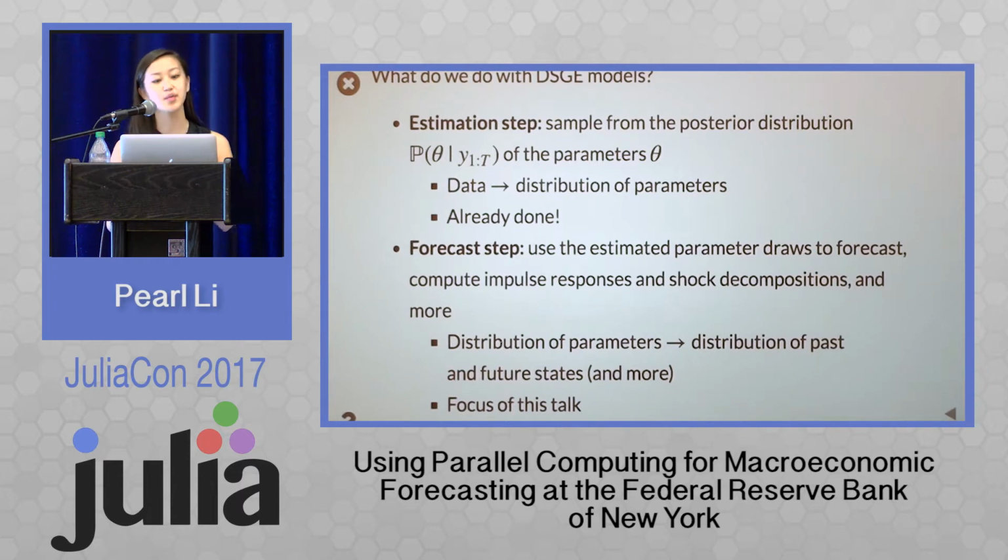The next thing that we can do is the forecast step, where we take this distribution of parameters, this distribution of draws from the posterior, and we can use those draws to then get a distribution of past states, a distribution of future states, as well as many other things. And so that will be the focus of this talk, and in particular how we did that using parallel computing in Julia.